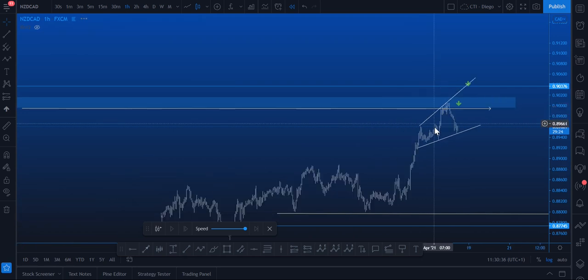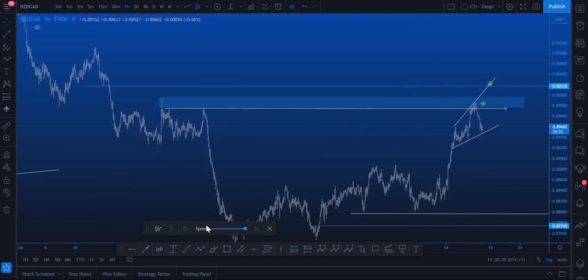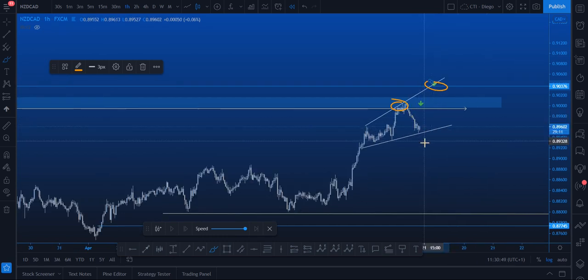So this is plan A. Again, the reason I like this setup is because we've got the equal highs. We then have a stop hunt of the equal highs, but then I'm expecting a second stop hunt. This is where I like to get involved. But for now, I'm going to remain patient.